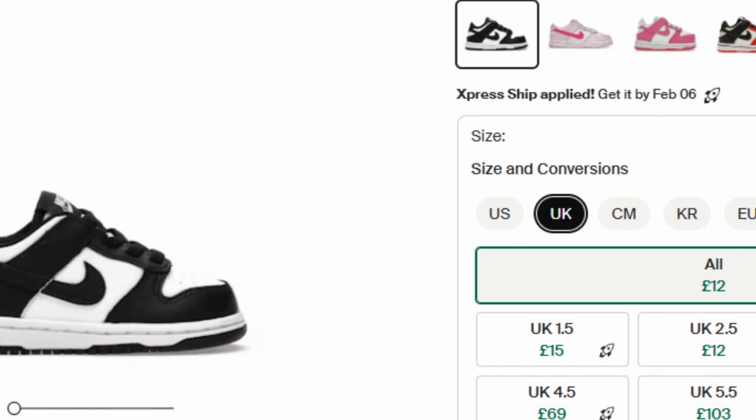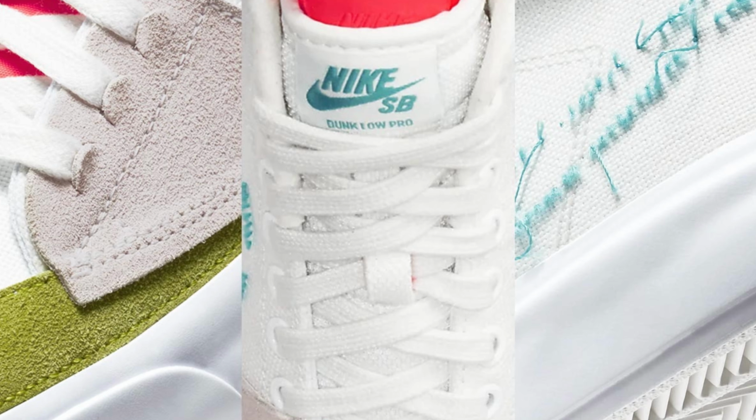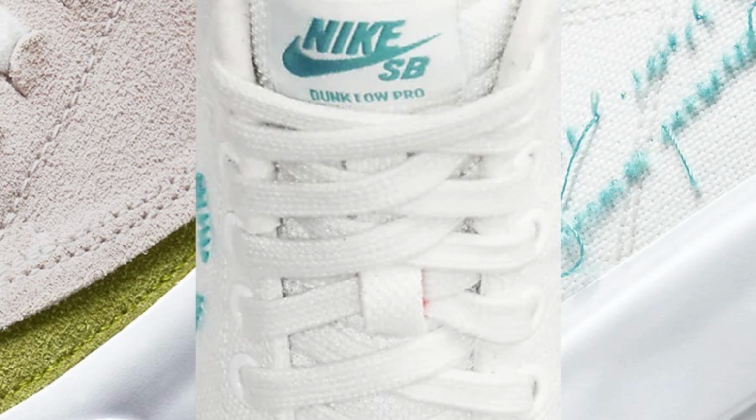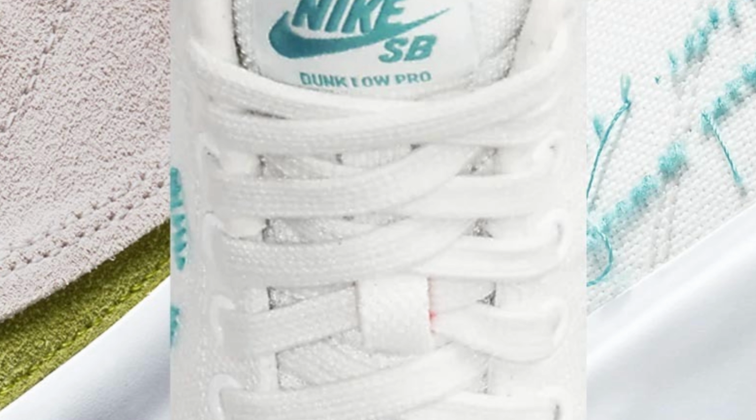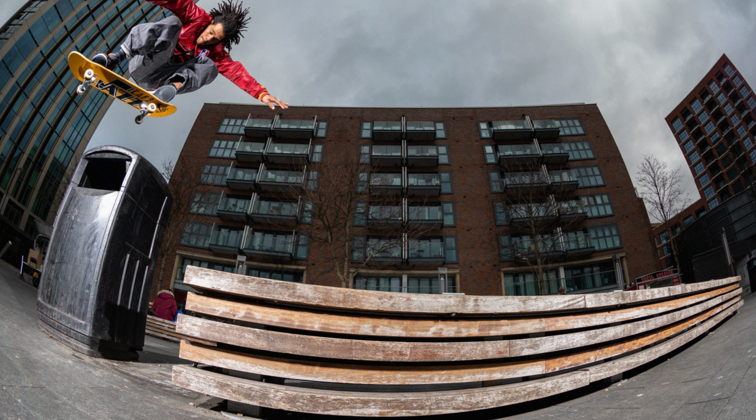Now, a very popular one I know most of you know is SB. SB is skateboarding. Basically that's what it means. So if you see a sneaker that has SB attached to it, it means it's meant for skaters, or the shoe has been solely created for skaters or for skating.